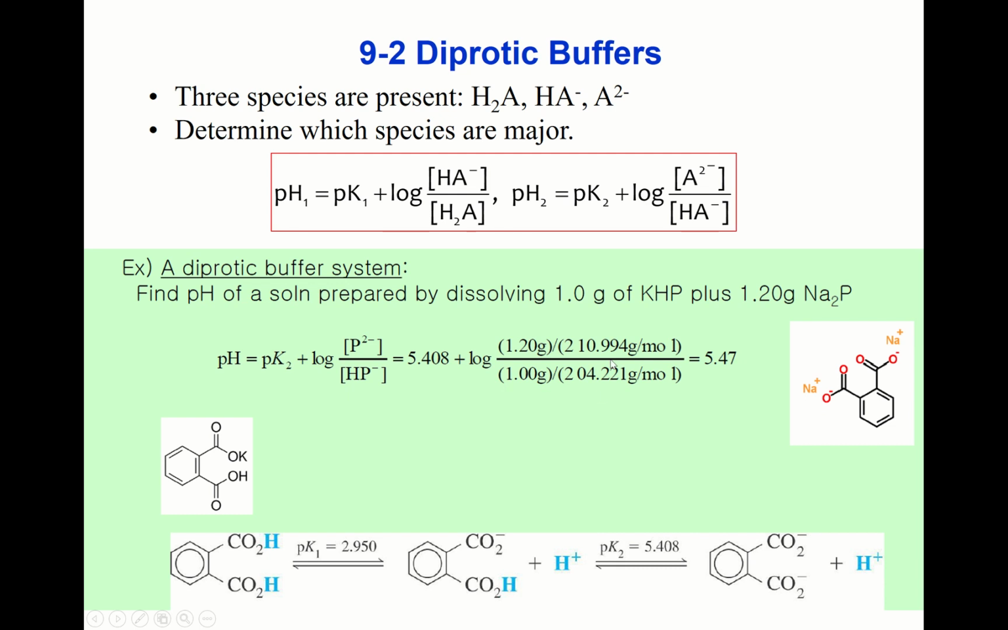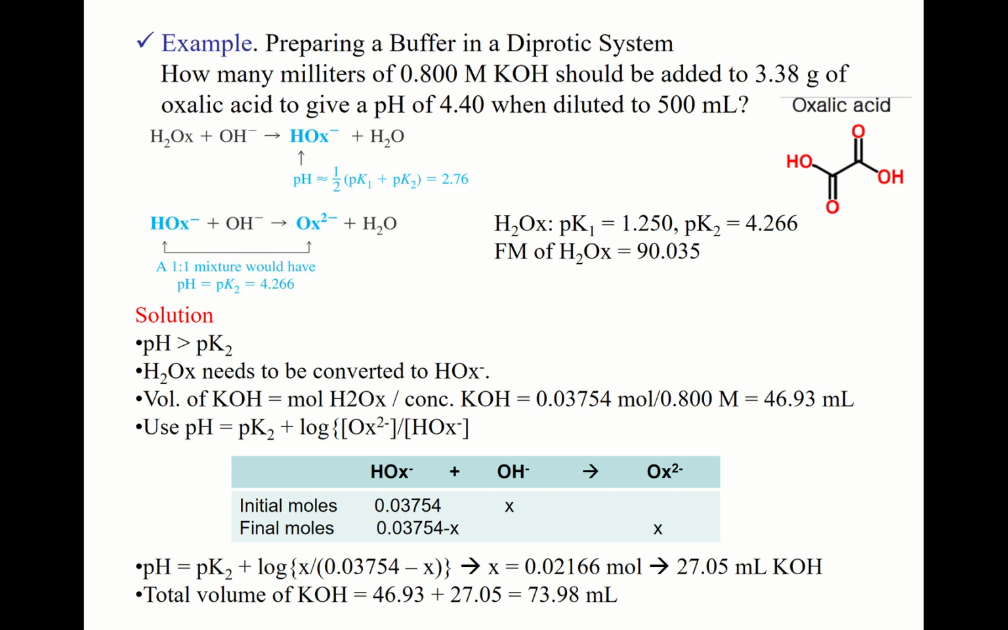Let's look at another example, preparing a buffer in a diprotic system. This question is very important but a little bit complicated, so follow me. How many milliliters of 0.800 molar KOH should be added to 3.38 gram of oxalic acid to give a pH of 4.4 when diluted to 500 milliliters? It seems quite complicated.